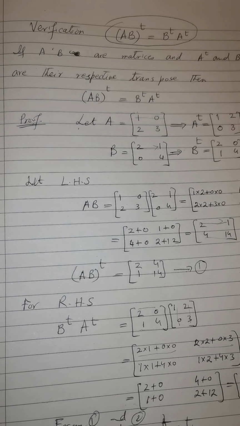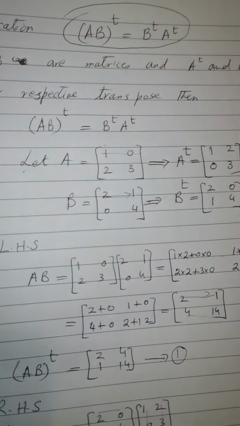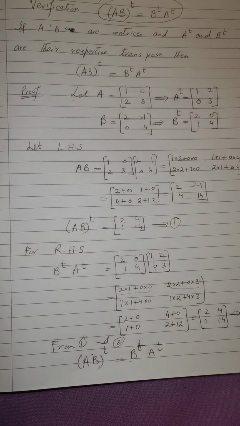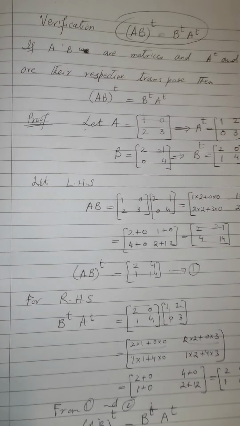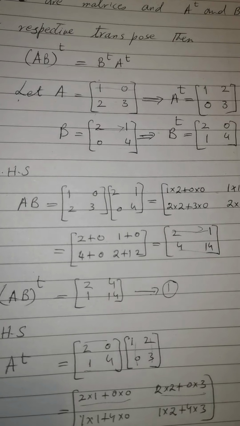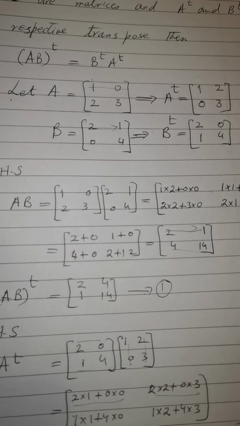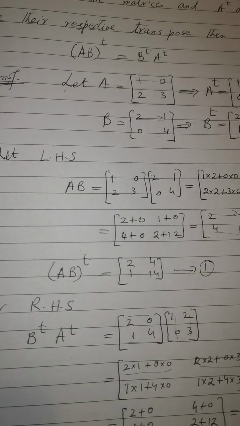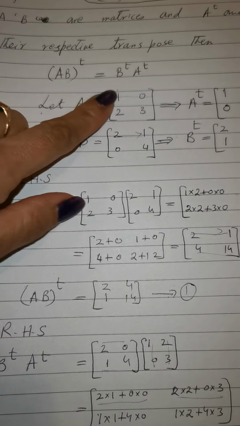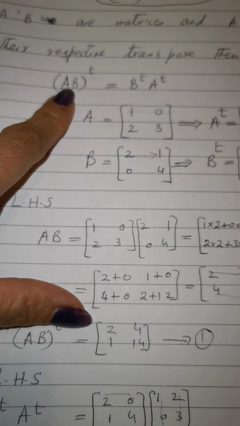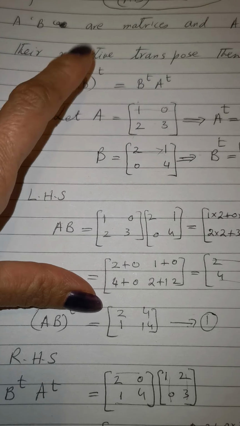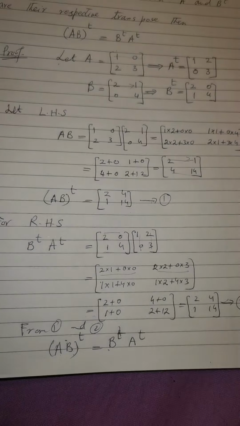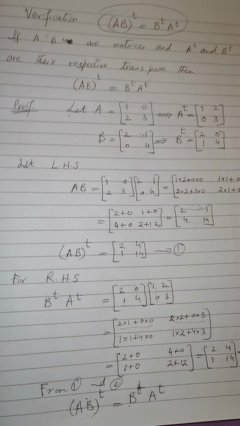Okay, so you have to remember this term also, that AB whole transpose, the answer will be B transpose A transpose. And how can we prove this? I have done this in front of you. Take any matrices, whatever you want, A and B of order 2 by 2. Take their respective transpose. Transpose means you will change the rows into columns, which I have done for you. And then you have to prove this thing, that AB whole transpose is equal to B transpose A transpose. For this purpose, first of all take AB multiplication, then take its transpose, and then B transpose A transpose, take their respective product. If their answer will be same, then you can say AB transpose is equal to B transpose A transpose.